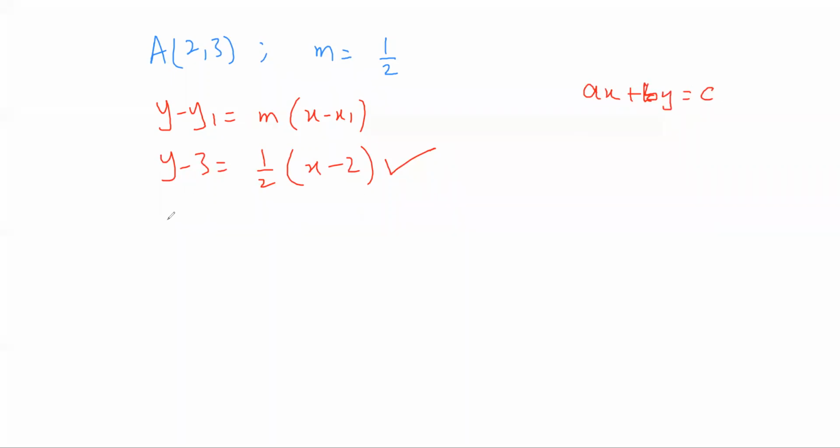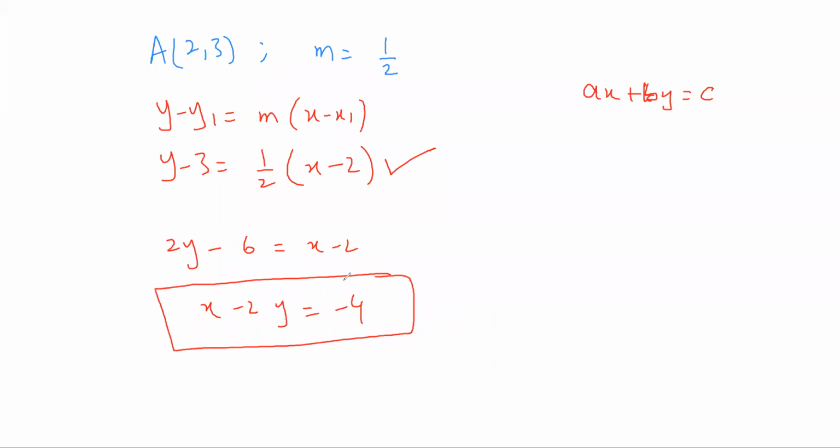So then you will have to do that cross multiplication. This is 2y minus 6 equals x minus 2. So this is x minus 2y equals minus 4. This is the answer in the required form. So you have to read the question statement clearly and see in what form the answer is required. Now this is the easier case when you're given a point and the gradient.